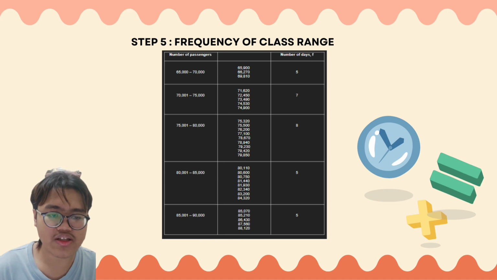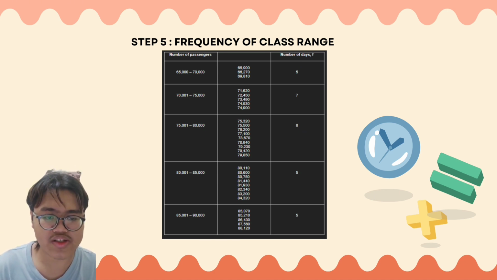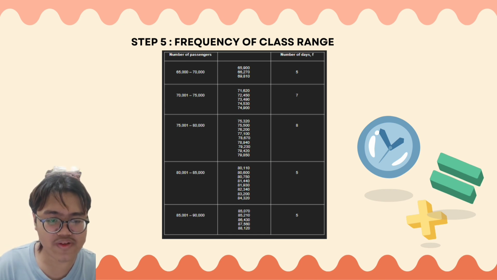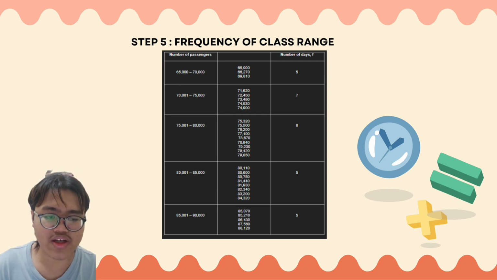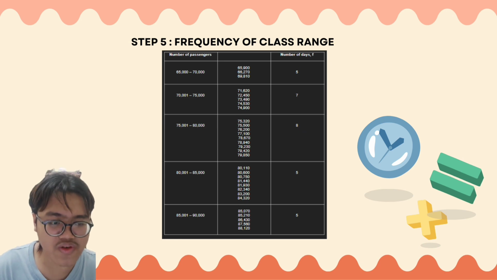In this table, we categorize the number of passengers into class ranges and note the corresponding frequency, or the number of days within each range. For example, for the range 65,000 to 70,000, there are 5 days recorded. For 70,001 to 75,000, we have 7 days. Moving to 75,001 to 80,000, this range accounts for 8 days.